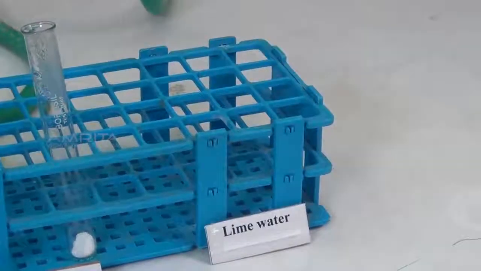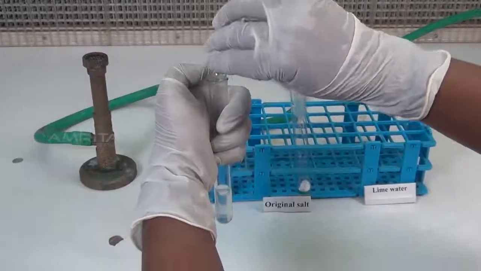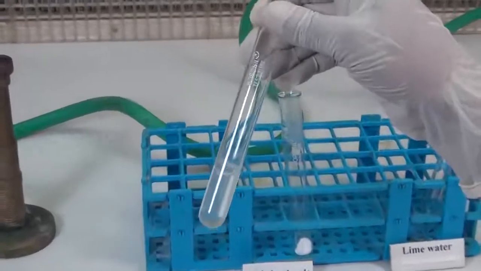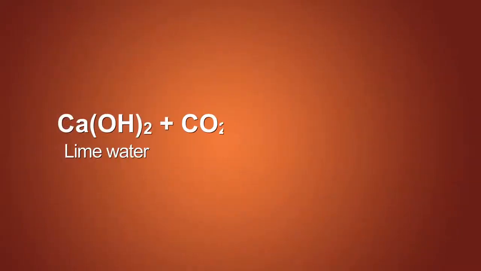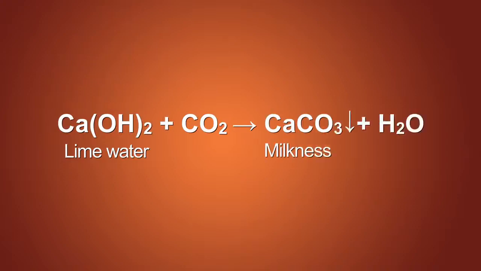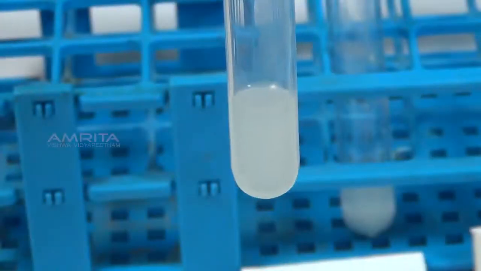Now, pour lime water into the test tube filled with gas. The lime water, which is the dilute solution of calcium hydroxide, reacts with the carbon dioxide to form insoluble calcium carbonate, which turns lime water milky.